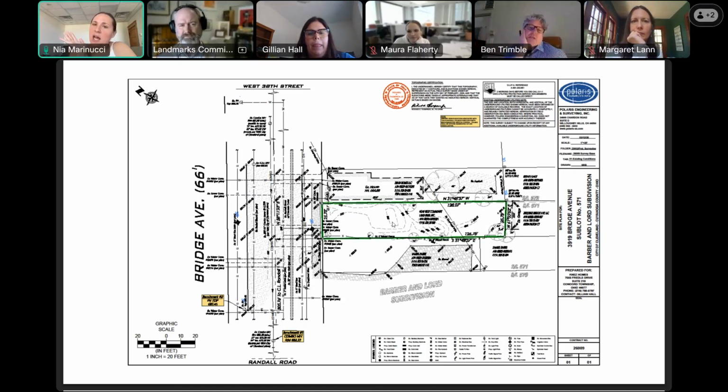Are you going to hug it to one side or the other? We were talking about putting it in the middle, just because of the setbacks from either side, because it's such a narrow lot. I think that gives us about four feet on either side, four and change.